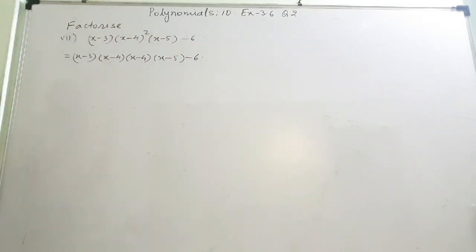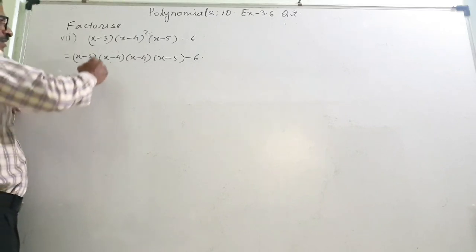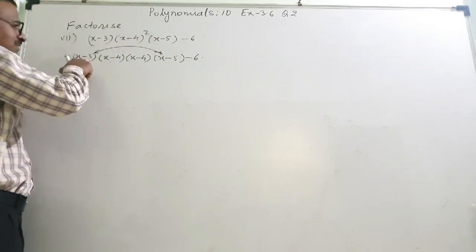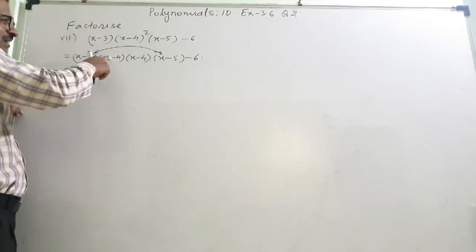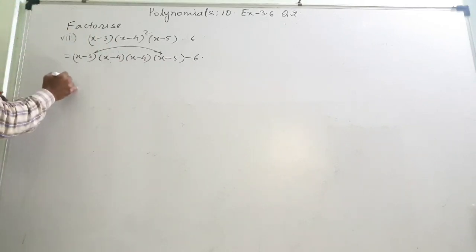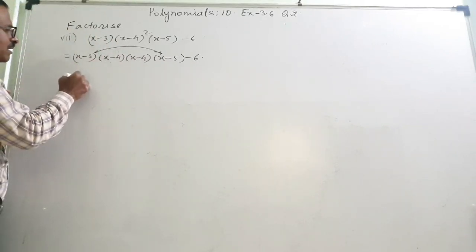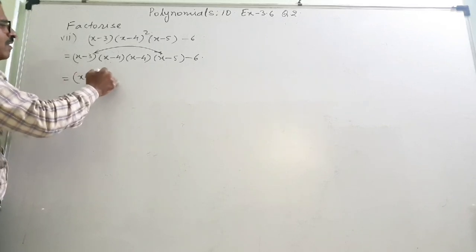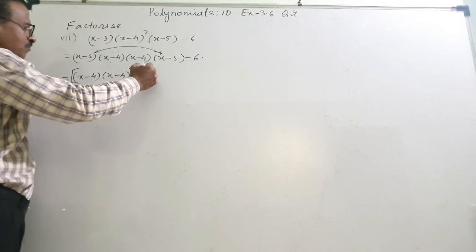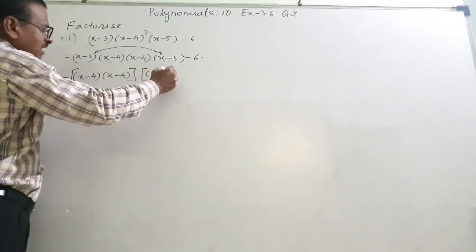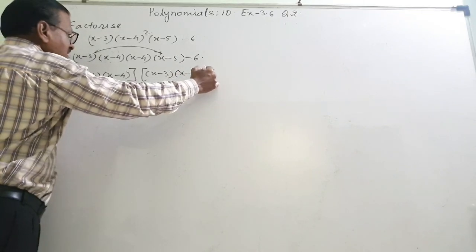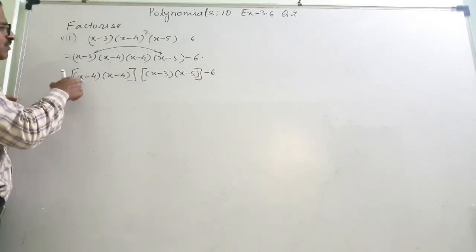Now arrange such that their addition should be the same. If I take this and this, then minus 3 and minus 5 will be minus 8, and minus 4 and minus 4 will be minus 8. So this way I will arrange. These two I will keep together, (x minus 4) and (x minus 4). This is one group. Another group, (x minus 3) and (x minus 5). And then minus 6.